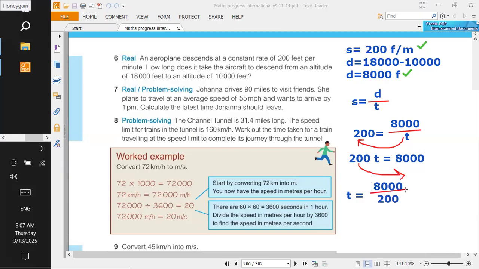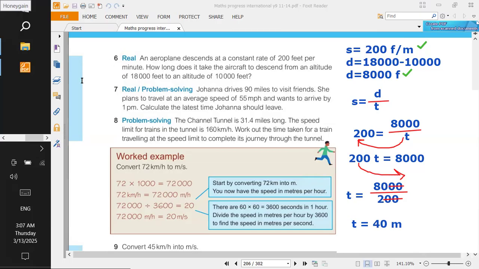Now let's simplify them. Two zeros are removed with the two zeros. You can do it even with a calculator, same idea. And then 8 divided by 2, so the t will become 40. And now I look at the question. I have the time in what? Time is in minutes. It means I put the answer of the time in minutes. And this gives me the time, which is 40 minutes. And this is how you answer a question like this.